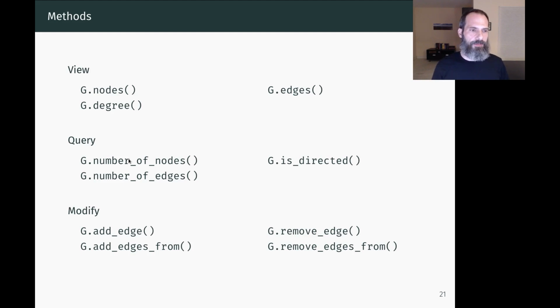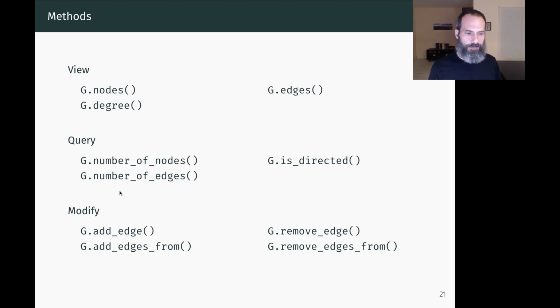These graph objects also have some methods to view, query, and modify the graph. So we can view the nodes and the degree and the edges. We can also find out the number of nodes and the number of edges. We can query if the graph is directed. And we've already seen we can add edges to the graph with add_edge. We can also modify the graph by adding a bunch of edges at once from some container. We can also remove edges and remove edges from containers as well.